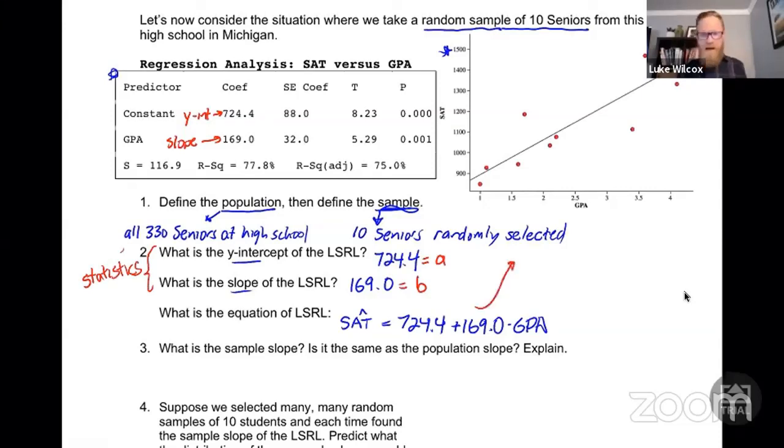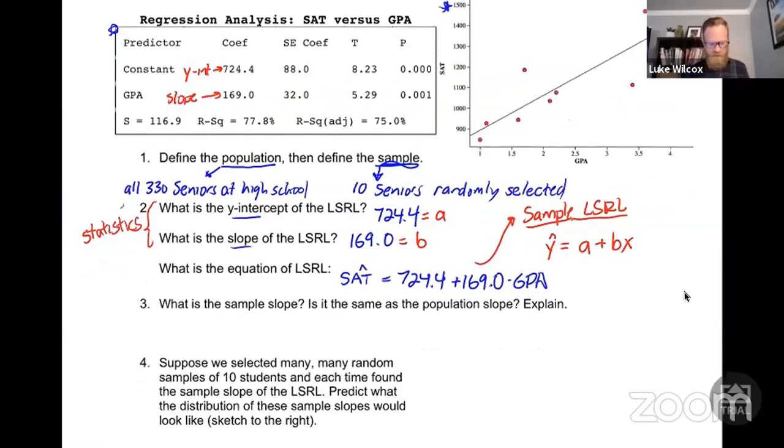And let's just point out here that this line that we just created the equation of, that is not the population LSRL, that is the sample LSRL. And we use different notation for the sample LSRL, and this is the part that I hope looks familiar to you. y hat equals a plus bx, which is something that you likely studied earlier in the course. Okay, so let's move on to number 3, which says, what is the sample slope? Is it the same as the population slope? Well, we know from above here that the slope of the sample, that's b, which we know is 169.0. And the population slope, that is the beta value from the previous page. And if you look back, the true slope of the population LSRL was beta equals 198.1.